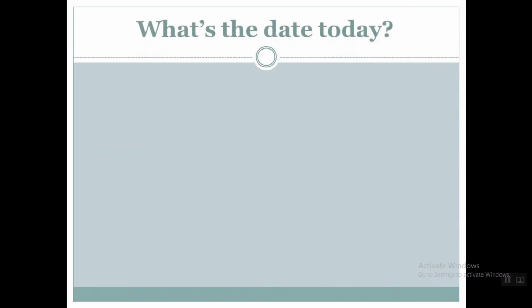Okay. The first way, if you are asking about the date of today or tomorrow, we can say, what's the date today? This is the question. What's the date today? Okay, now, who can tell me what's the date today? Who can answer this question? Okay, well, it's the 14th of March.